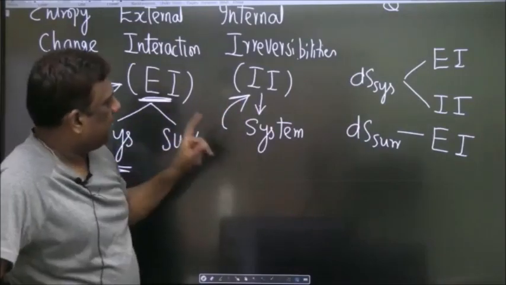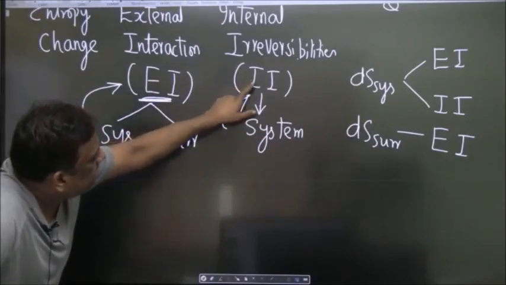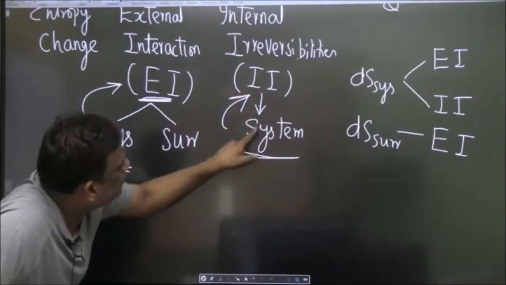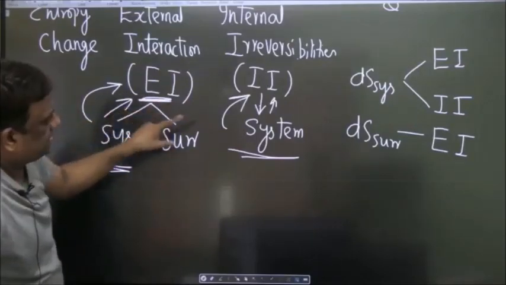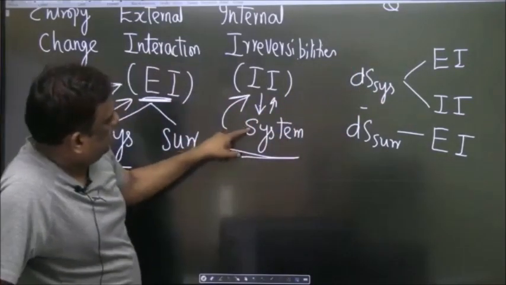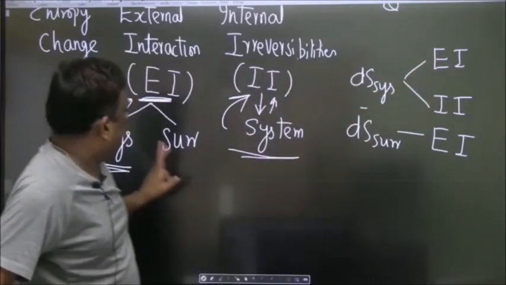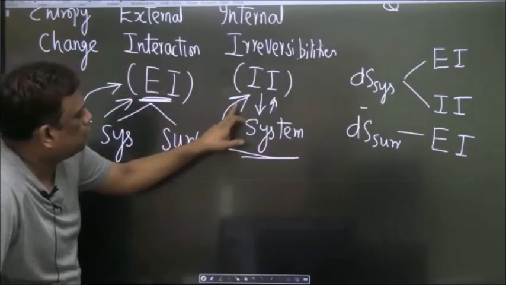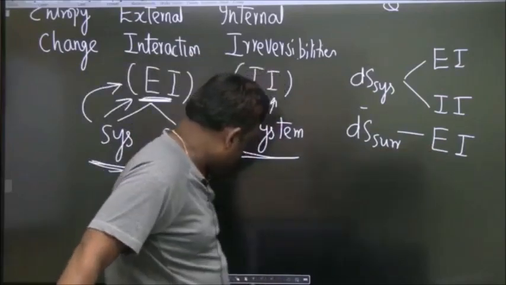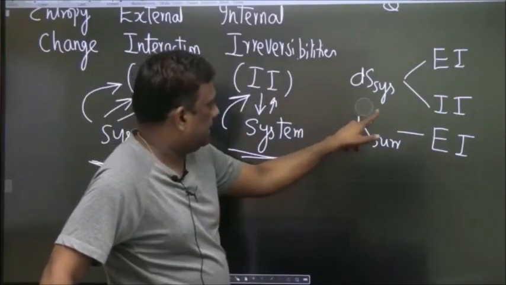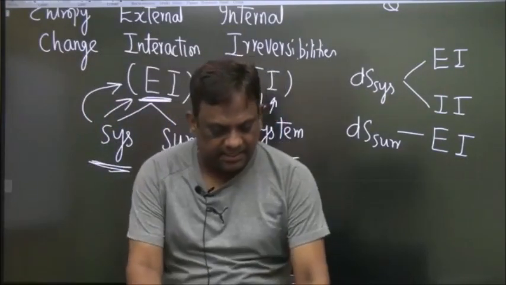Internal irreversibility is only for the system. The entropy change of the system is occurring due to internal irreversibilities, and also due to external interactions. But for surroundings, there is no system, there is no internal part here. For surroundings, it is only external interactions.